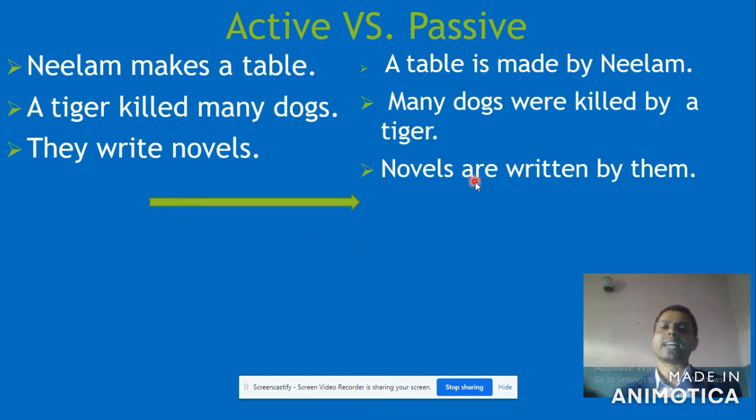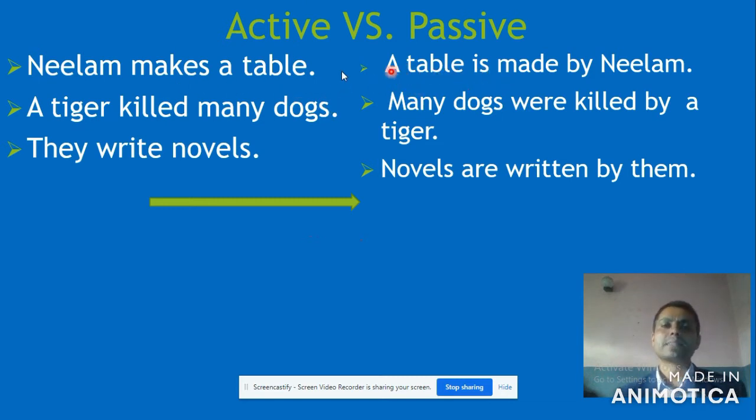To use that verb you must have a certain skill. On the basis of the new subject, you supply the be verb. Here it is plural, so plural. The subject here is many dogs, plural. Here also plural. A table, singular. Here singular, right?